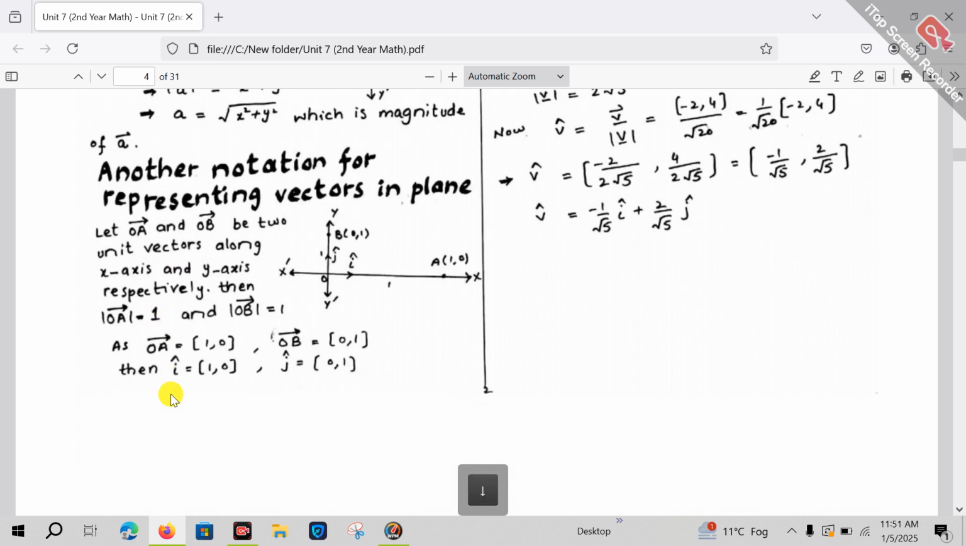Another notation for the representation of vectors in plane is that let we have two vectors, one is OA and other is OB, and a unit vector. Unit vector means a vector whose magnitude is equal to 1. So we will discuss it.